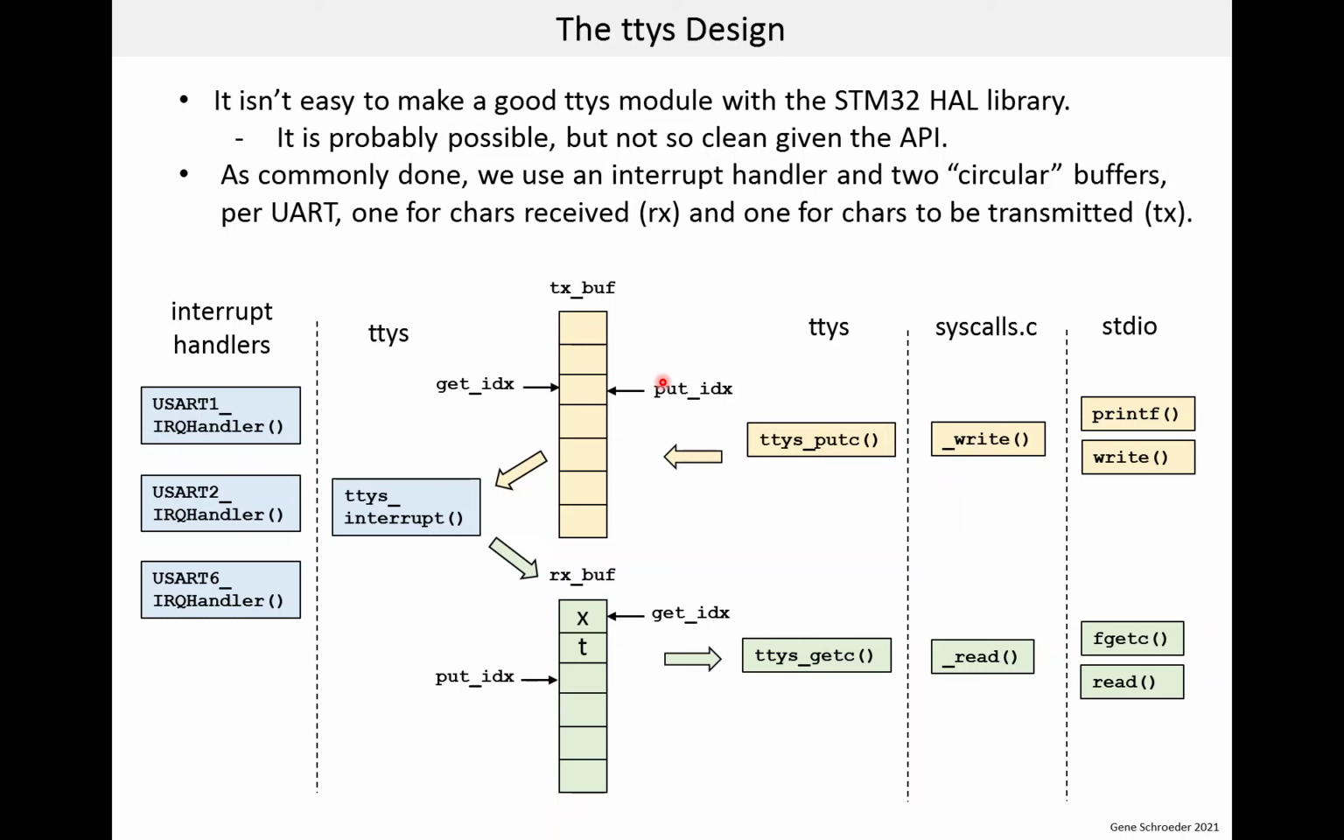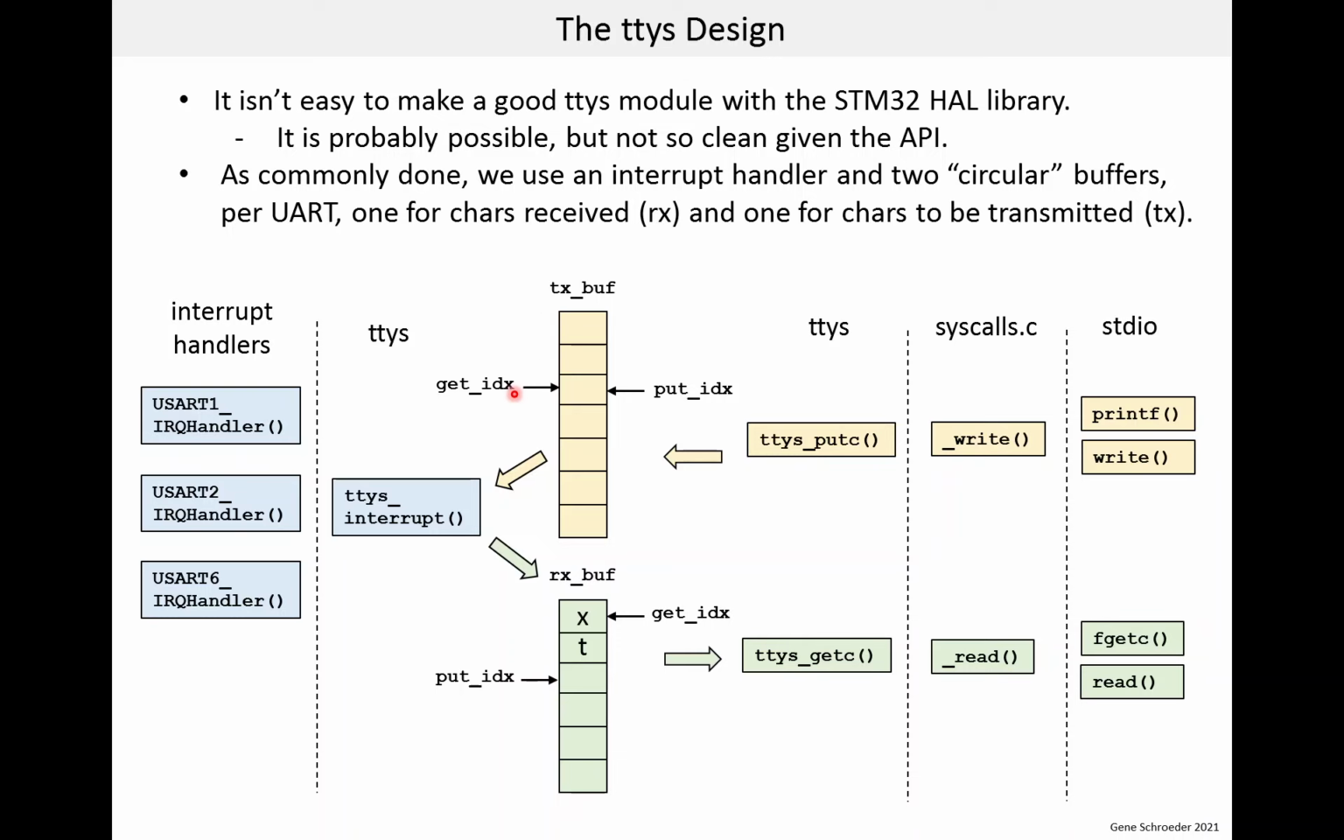In my design, each circular buffer has a get index and a put index. The put index is the location where a character will next be put, or in other words, written. After the character is written, the put index is incremented. And the get index is the location where a character will next be gotten, or in other words, read. After the character is read, the get index is incremented. When an index is incremented and goes beyond the end of the buffer, it is set back to 0. This is what makes the buffer circular.